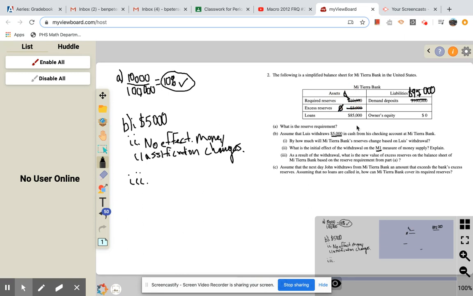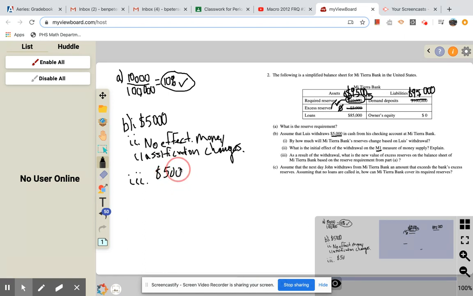Let's see if I can write that. Okay, so 9,500. So this was 10,000 that was in required, and it just became 9,500. So where does that $500 go from 10,000 to 9,500? It jumps down here into excess reserves. So the excess reserves now is $500.